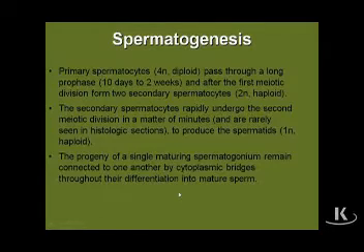So once secondary spermatocytes complete meiosis II, they form haploid spermatids that maintain a chromosome number of 23, but since they don't replicate their DNA, the DNA is reduced from a complement of 2N to 1N. And note that the progeny of a single maturing spermatogonium remains connected to the other spermatogonia by cytoplasmic bridges throughout their differentiation process into mature sperm cells.